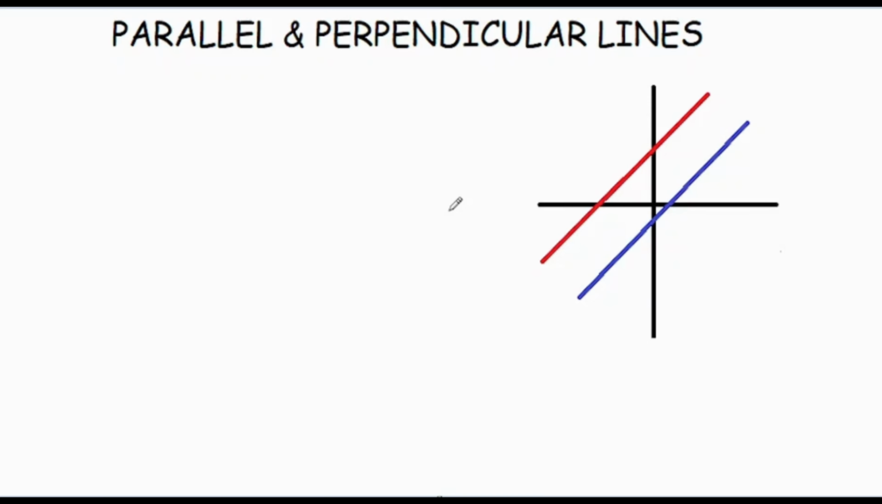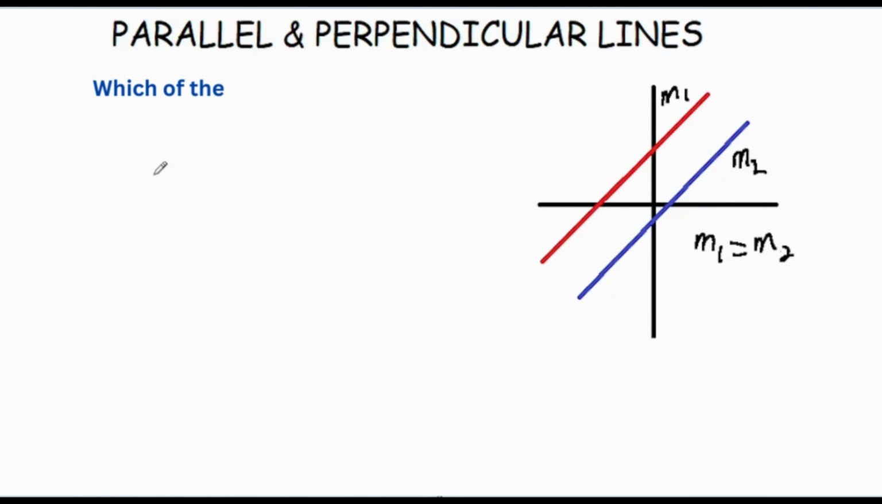What are parallel lines? Two lines are said to be parallel if they do not intersect, and most especially if the slope of one of the lines is the same as the slope of the second line. Let's take a look at these two lines, the red line and the blue line. The red line is said to be parallel to the blue line if the slope of the red line is taken to be m1 and the slope of the blue line is taken to be m2. So if m1 is equal to m2, then we say that these two lines are parallel because the slope is the same.